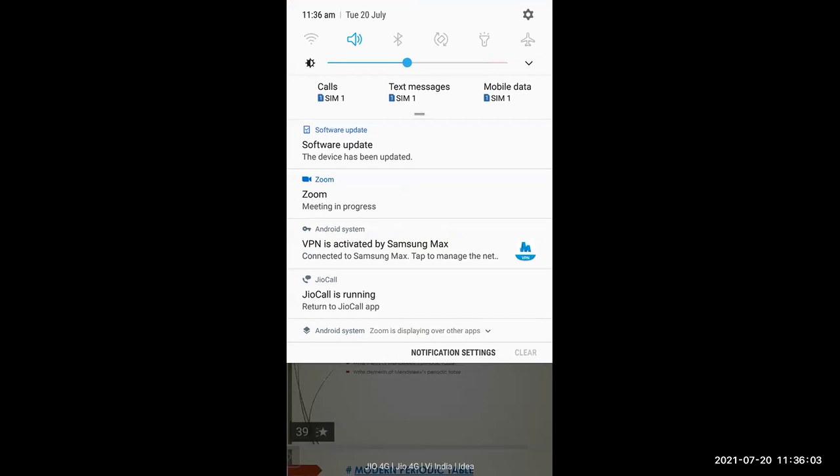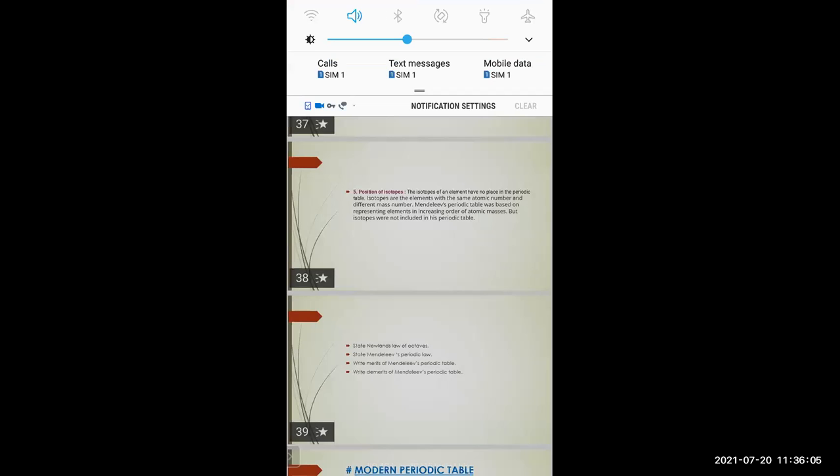Yes. More elements were yet to be discovered. Ma'am, a demerit of Mendeleev's periodic table is that he has not stated the position of isotopes. Yes, very good.